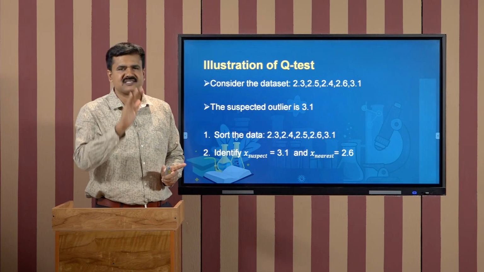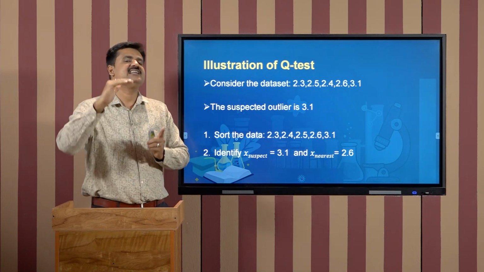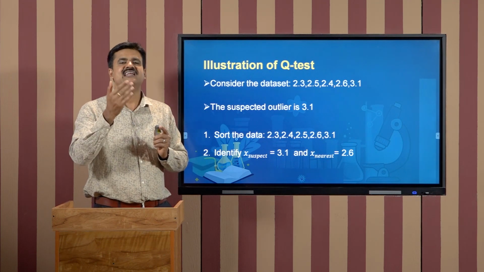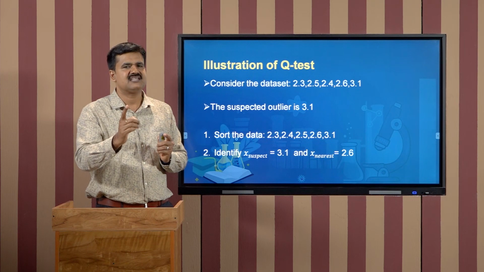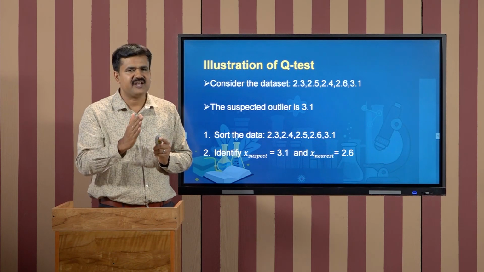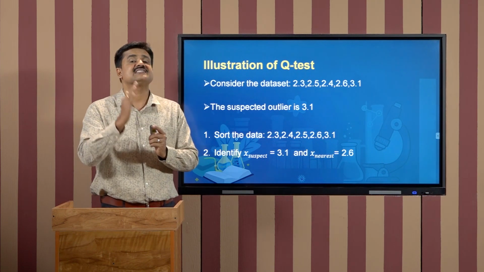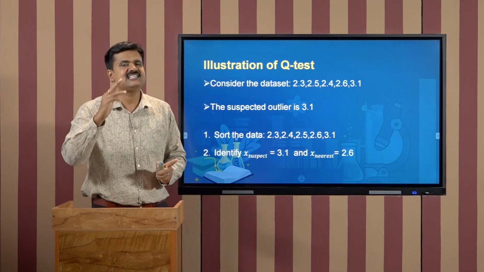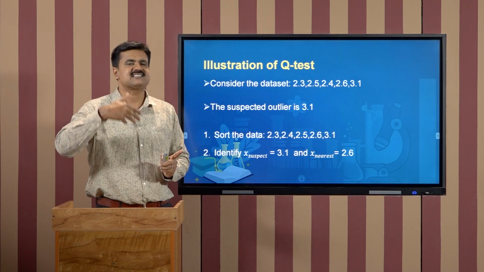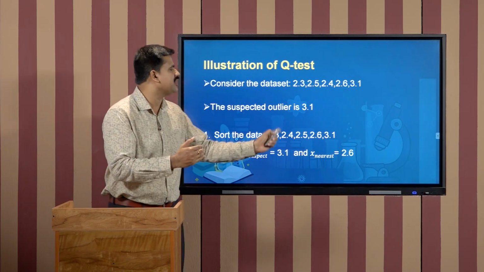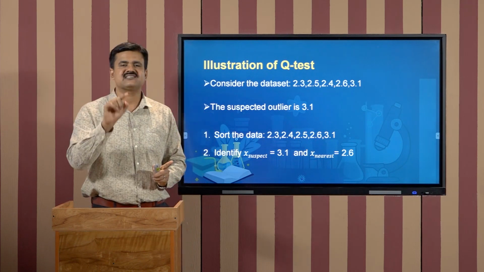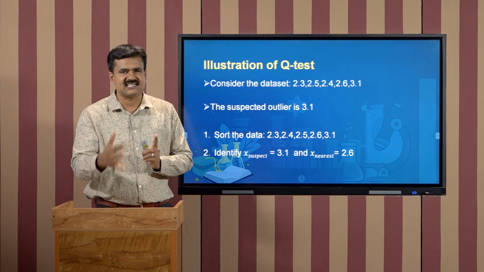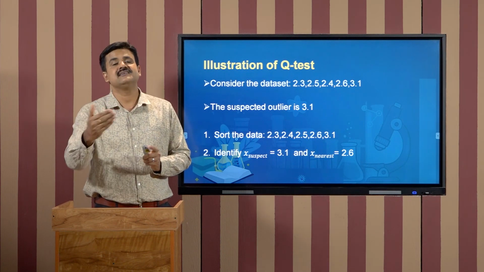So, in the present problem, I sort the data in ascending order, then find out X suspect and X nearest, keeping the fact that X nearest is the value which is very close to X suspect. In the present problem, 3.1 is X suspect, since it is the highest value, and the nearest value to it is 2.6, which is taken as X nearest. So, we have fixed two things from this data set, X suspect and X nearest.